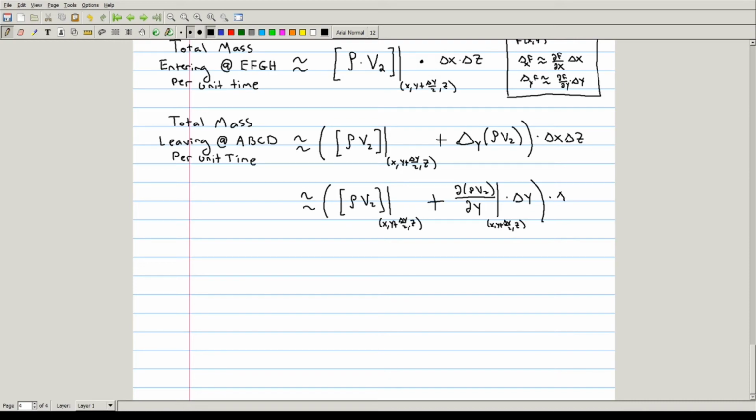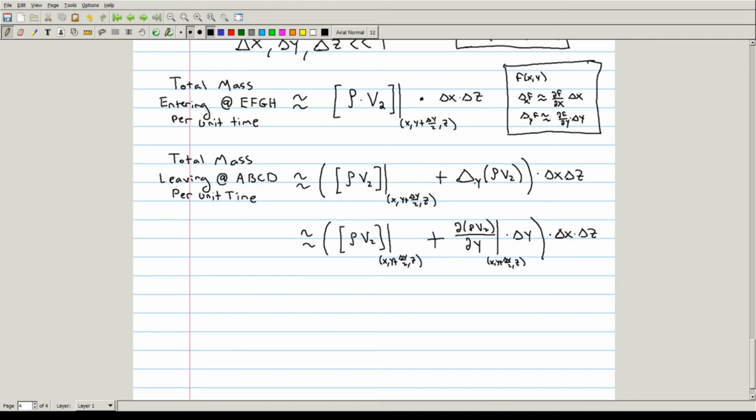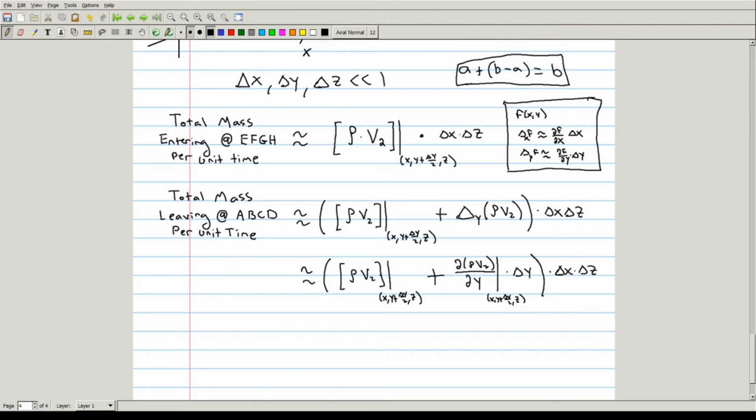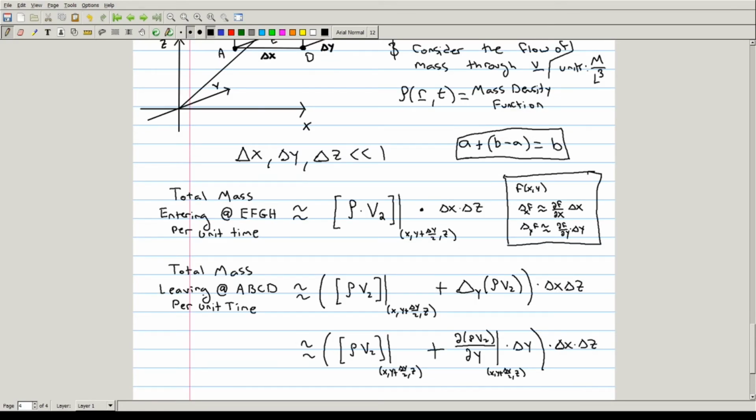All of this times delta x, delta z. Alright, so this is the correct form for writing this, because we're going to see that what we're trying to do is motivate the definition of the divergence the way that we have it. So this is a correct approximation for the total mass leaving ABCD per unit time. This is the correct approximation for the total mass entering EFGH per unit time.